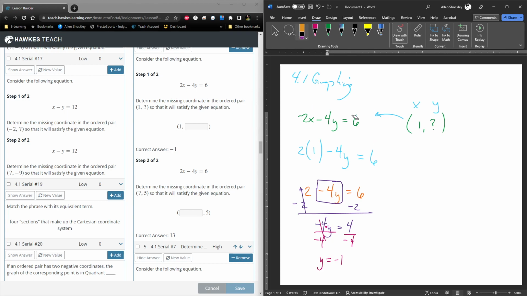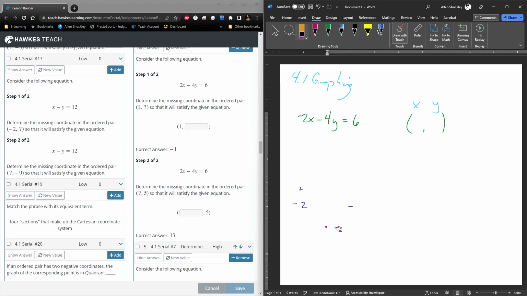Step 2. Again, we're going to use this exact same equation, except instead of 1 for the x, we know something else. Let's get rid of all of this slowly. There we go. All right. So the second time through, we actually don't know x, but we do know that y is 5.